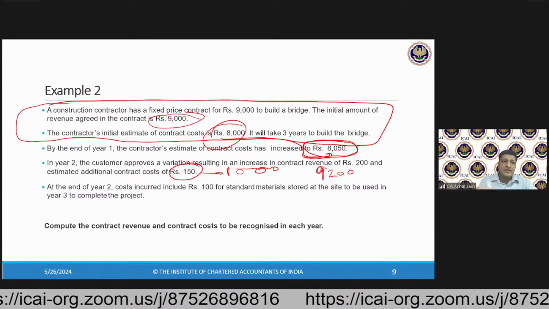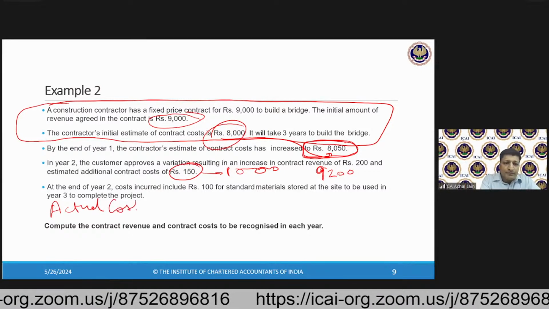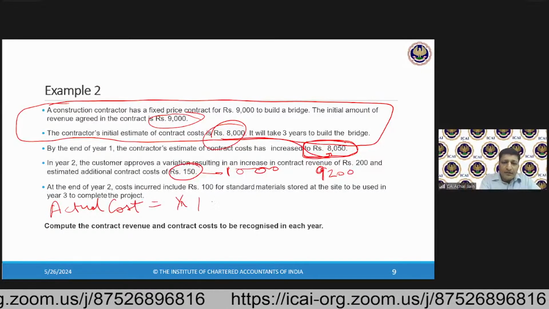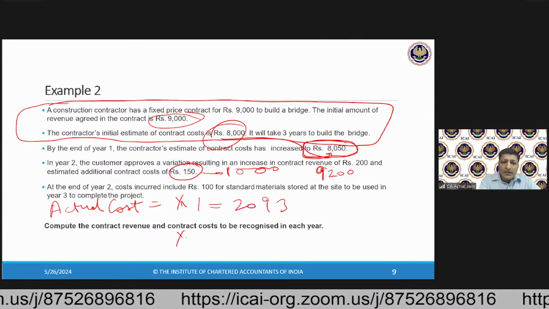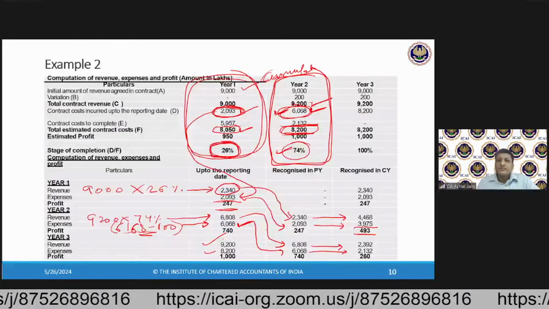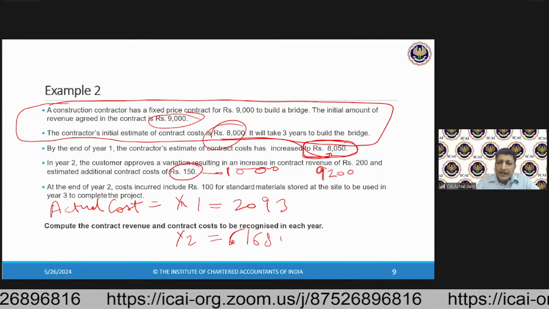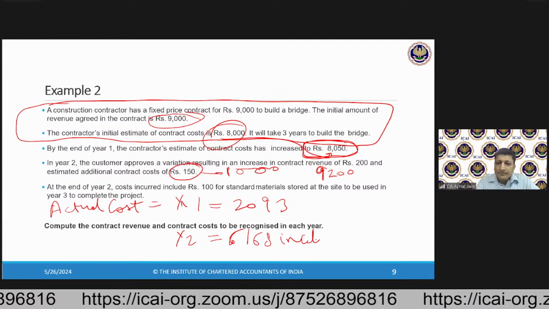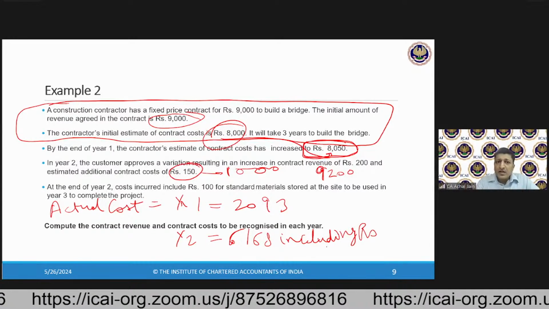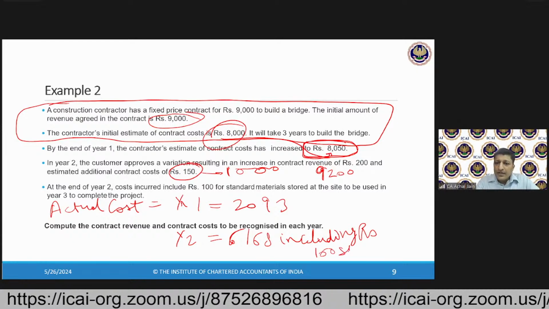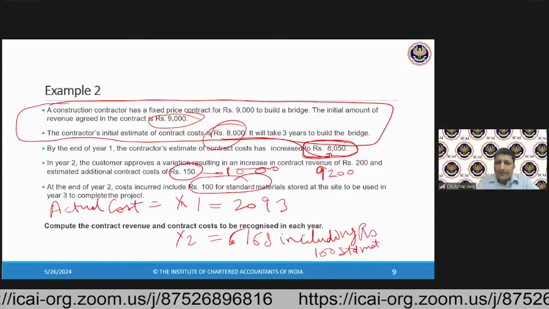So let me just add this. Actual cost, year 1, 2093. Year 2, 6168, including rupees 100 standard material. Okay, this one.